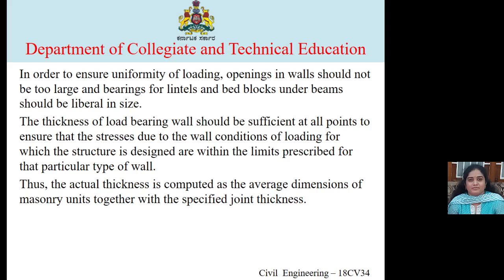Okay, so the thickness of the load bearing wall should be sufficient at all points to ensure that the stress due to the wall conditions of loading for which the structure is designed are within the limits prescribed for the particular type of the wall. So it means the thickness of the wall should be uniform, because while transferring from top to bottom, the thickness must be uniform. You cannot reduce the thickness in between.